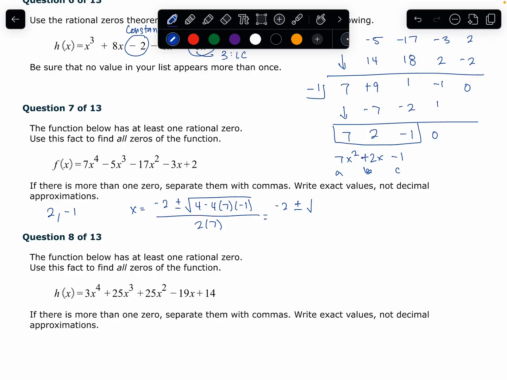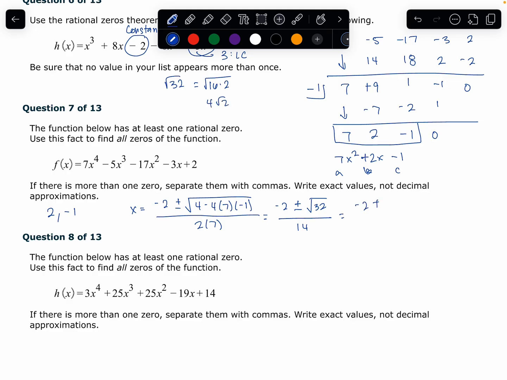Whoops, 4 minus 4 times 7 times negative 1, and I get 32 over 14. I'm going to make sure that I simplify the square root of 32. My calculator doesn't simplify, so I have to do it by hand. So square root of 32 is equal to the square root of 16 times 2, right? 32 divided by 2 is 16, yep. And the square root of 16 is 4, so this becomes 4 root 2.